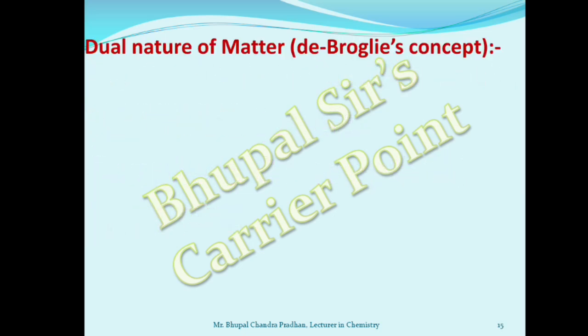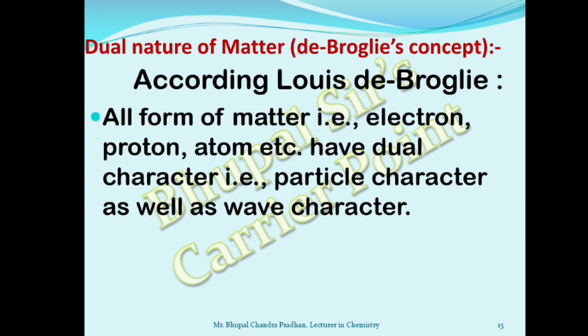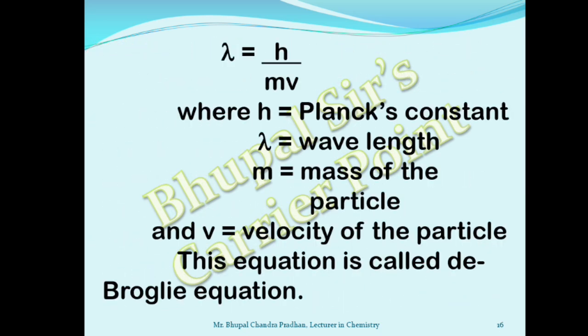Let us know what is dual nature or de Broglie's concept. According to Louis de Broglie, all forms of matter, that is electron, proton, atom, etc., have dual character, that is particle character as well as wave character. The wavelength lambda associated with a particle having mass m and velocity v is given by the equation lambda equals h by mv, where h is the Planck's constant, lambda is wavelength, m is the mass of the particle, v is the velocity of the particle. This equation is called de Broglie's equation.